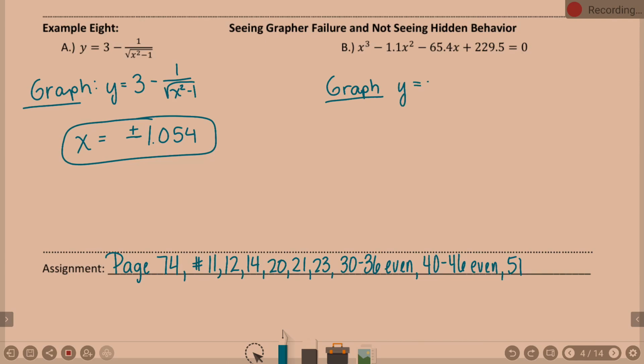I got this. Graphing y equals x cubed minus 1.1x squared minus 65.4x plus 229.5. Good luck. Don't make mistakes, please. Wow, that's a pretty graph. I'll just wait for you to explain how to find the 0 on this one. I don't even remember, honestly. Wait, this is just a straight line. And then, wait, no, there's another part. Oh, yeah. Boom.